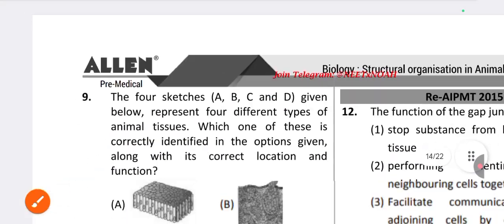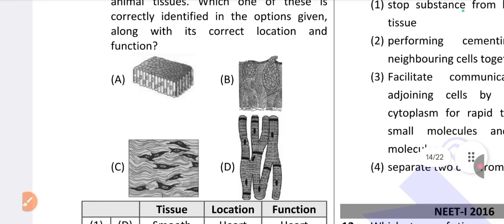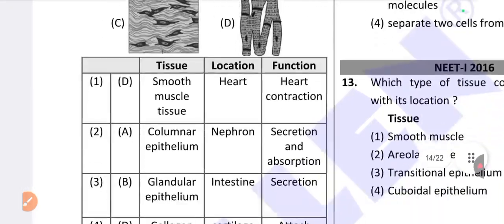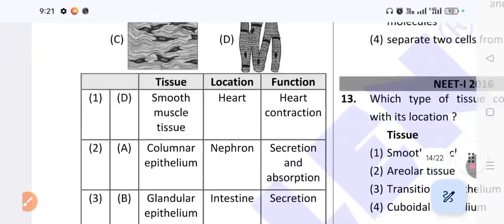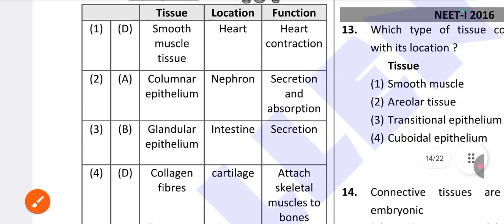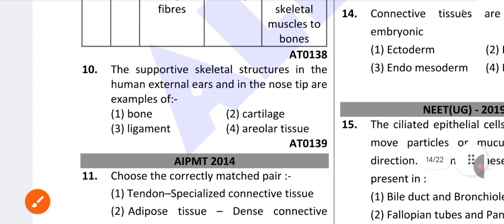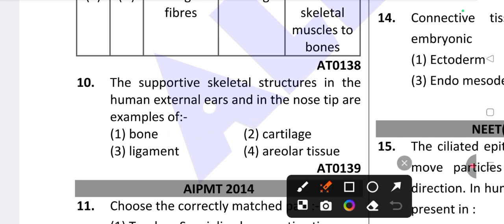Next one, ninth, here also a diagram is given. We have to find which type of tissue it is. So here the answer would be the same, option 3. B1 is the glandular epithelium, found in the intestine, and it performs secretion. So this would be the correct answer here. Next, we'll see the 10th question: the supportive skeletal structure in the human external ears and nose tip are examples of cartilage.